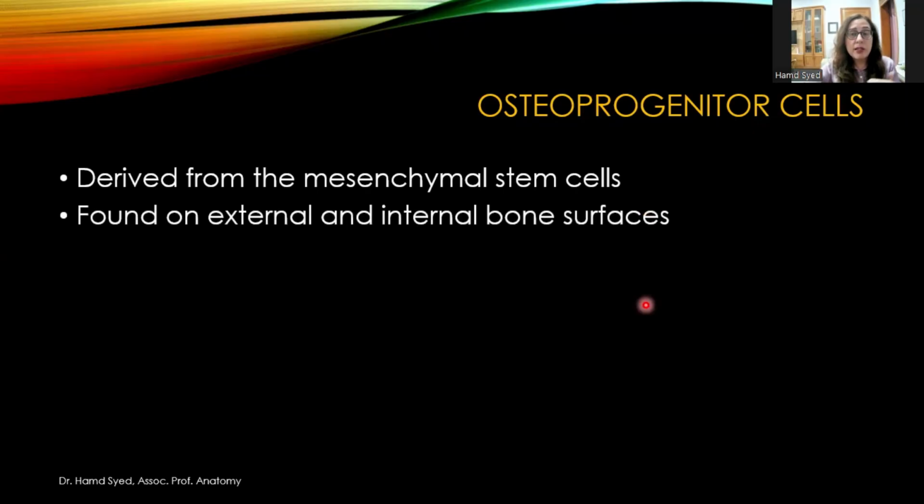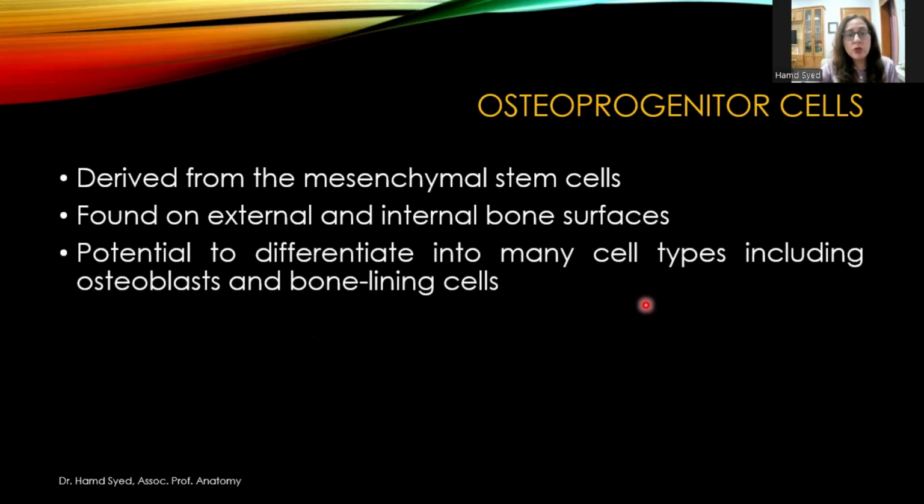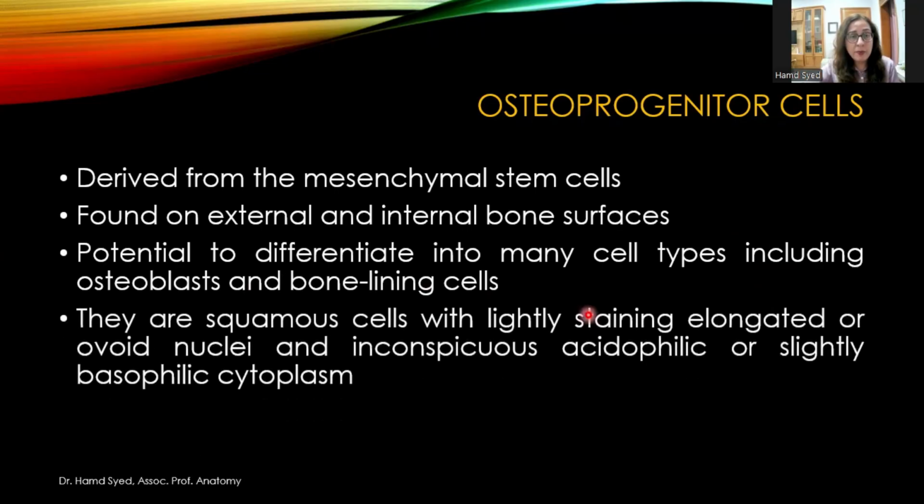They are found on the external and internal bone surfaces. They have the potential to differentiate into many cell types, including osteoblasts and bone lining cells. They are squamous cells, which means they're flat cells with lightly stained, elongated, or ovoid nuclei, and inconspicuous, that means less prominent, acidophilia, or a very slightly basophilic cytoplasm.